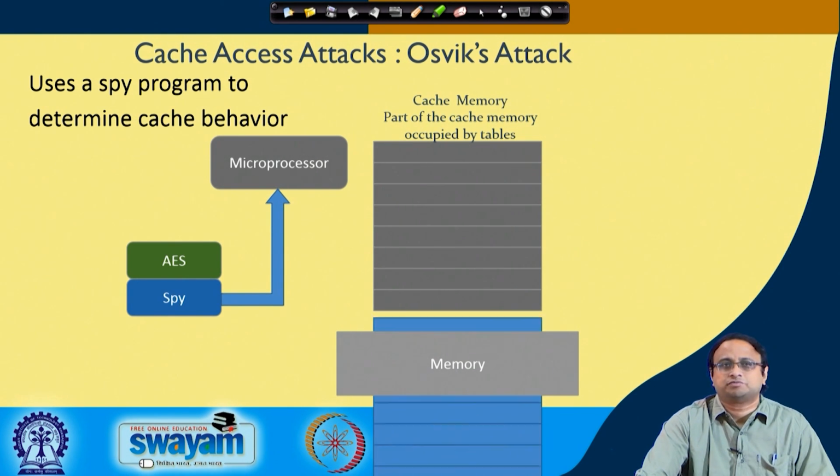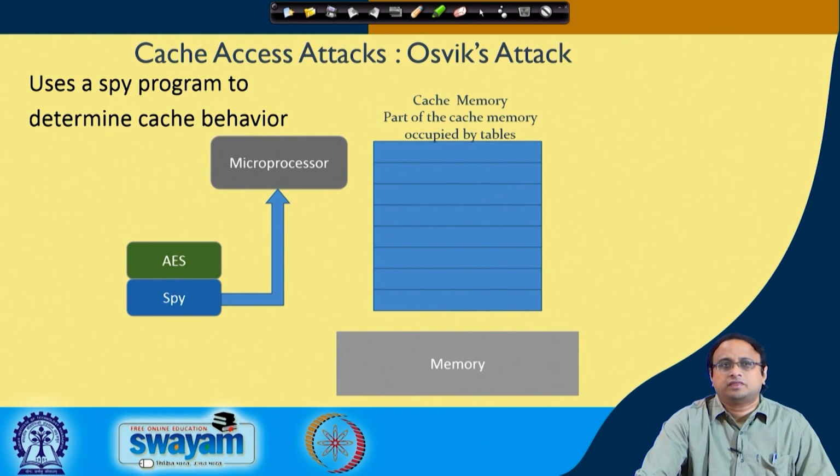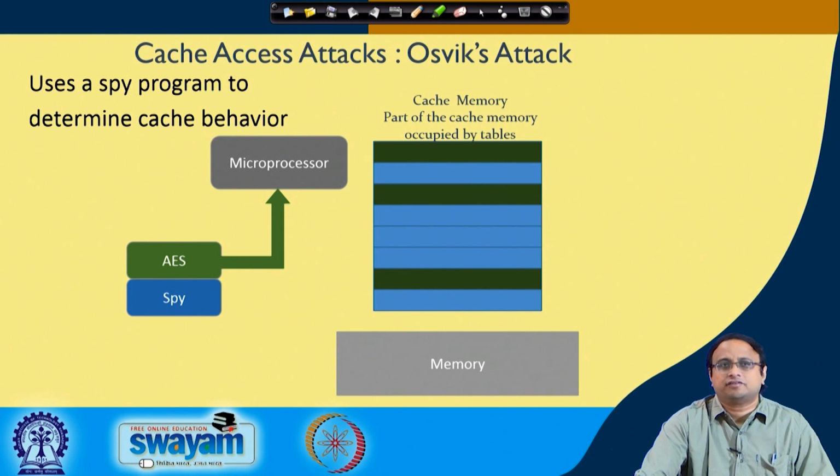In this case, initially the spy fills the cache memory with some garbage data, and then it allows the AES to execute. When the AES executes, it of course makes certain accesses, and that evicts some locations from the cache memory. When the spy comes back and executes again, it remembers the accesses it originally made, and therefore it can time its own accesses. The spy is not timing the accesses which AES was making, but the accesses which it is itself making.